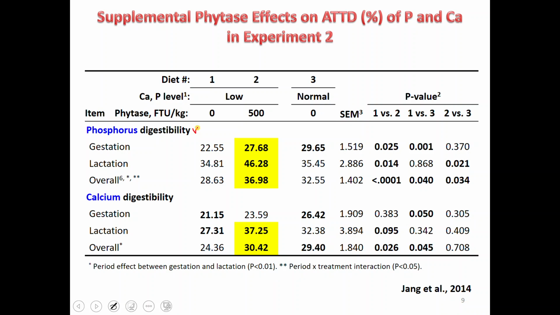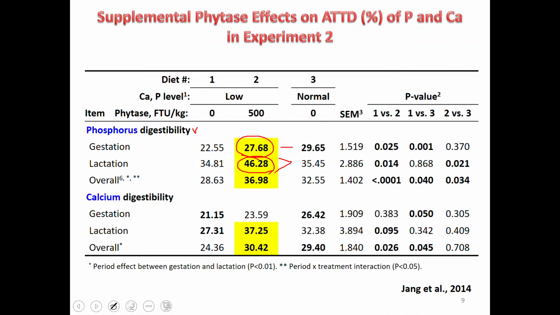Firstly, phosphorus digestibility, we could see a clear effect of phytase in increasing phosphorus digestibility in both gestation and lactation period. So in gestation period, phosphorus digestibility increased, and it is comparable to positive control diet, normal calcium and phosphorus diet. And in lactation, phosphorus digestibility is also increased, but it was over normal calcium and phosphorus diet.